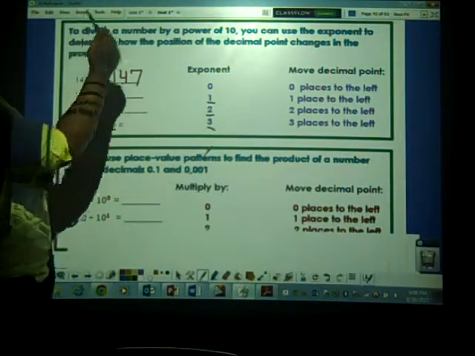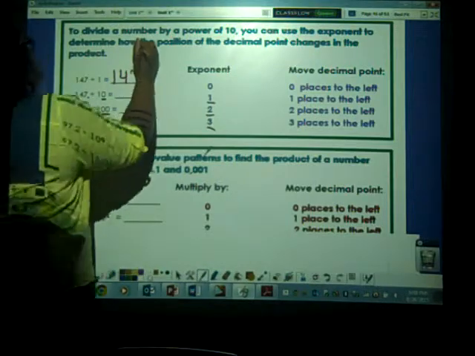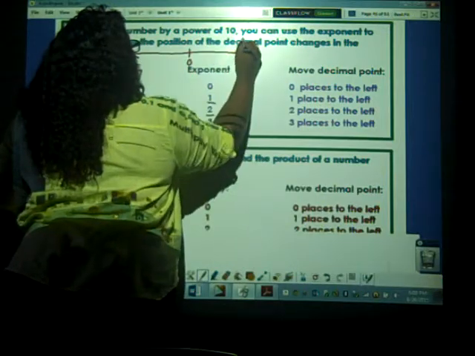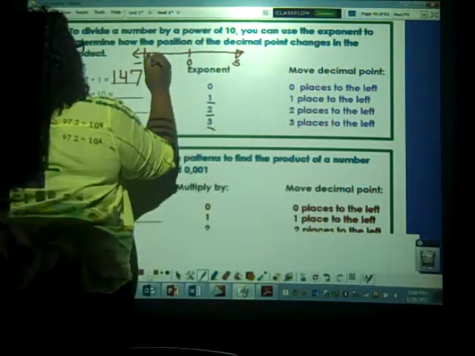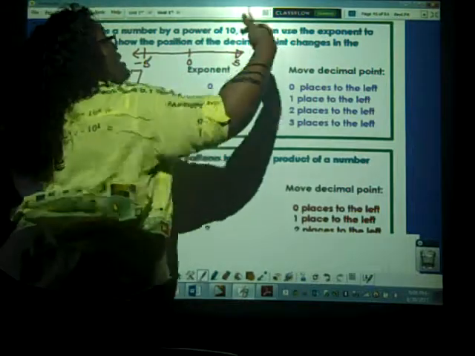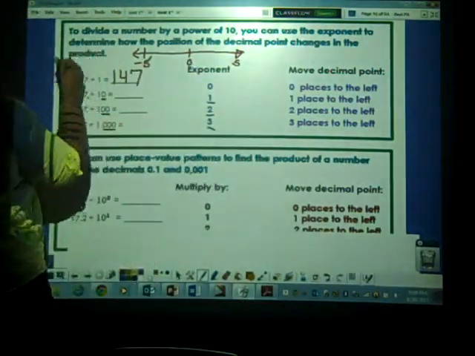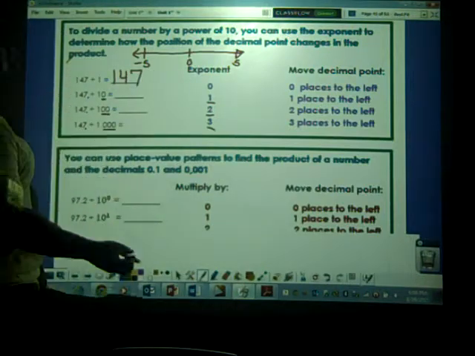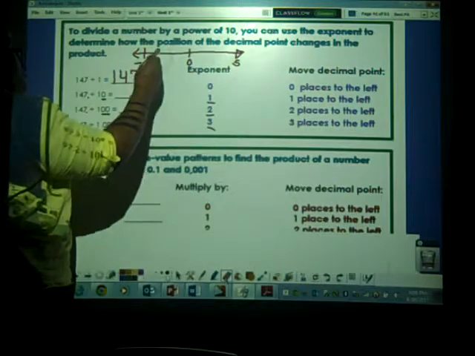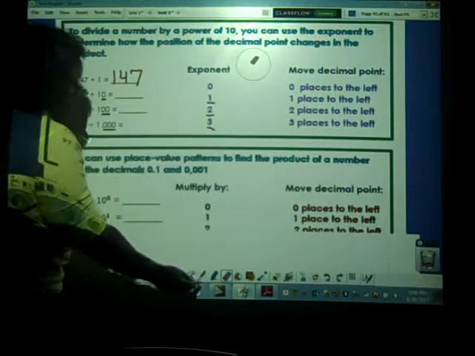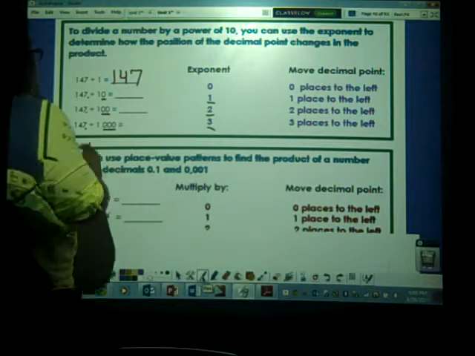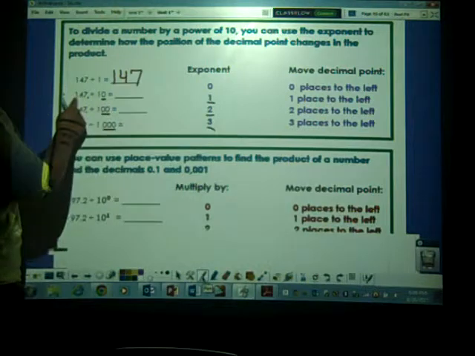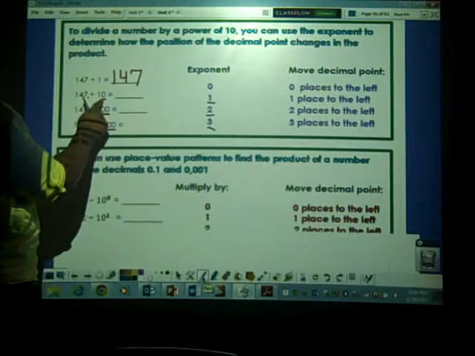Now, because we're dividing, think about that number line. 0, we'll say to 5, and then -5. When you're going to the right, it's increasing. When you're going to the left, it's decreasing. So we're moving to the left, so our value is going to decrease. Let me erase this. It's so jumbled. So we're going to move our decimal point one place to the left because we're dividing 147 by a power of 10.